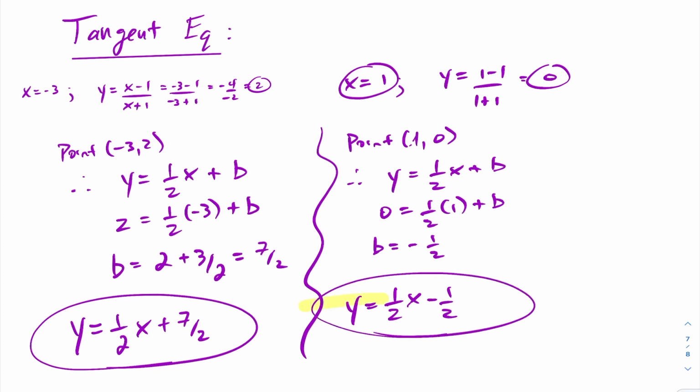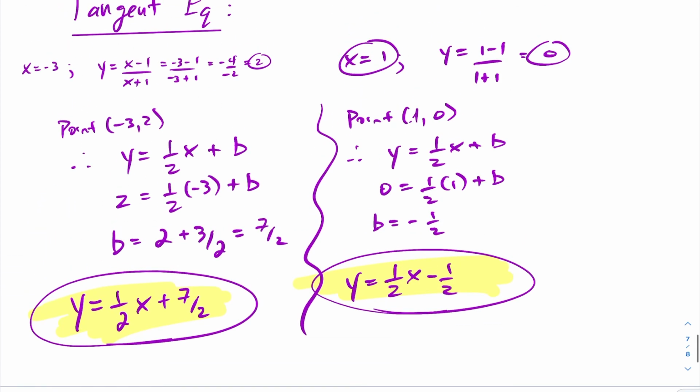So these are the two equations that have slopes of a half on the curve (x minus 1) over (x plus 1). All right, that concludes our lesson for the quotient rule. Thank you.